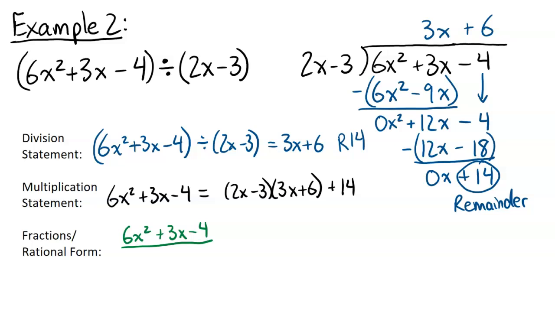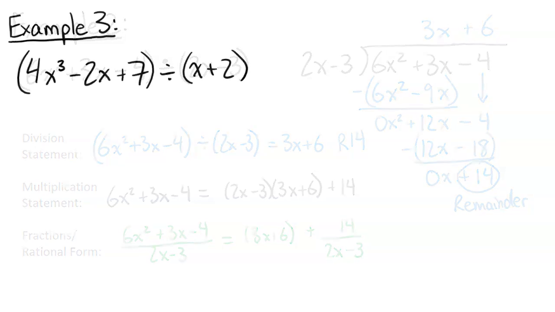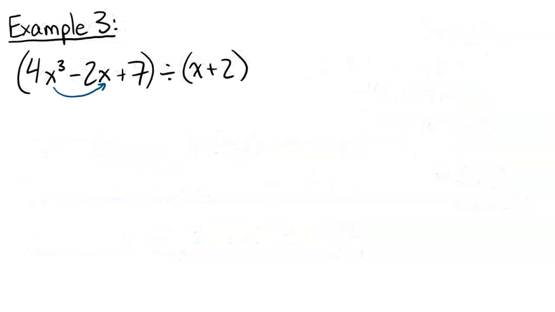The last form is 6x squared plus 3x minus 4. We write that over top of 2x minus 3. This is our rational form, and that's equal to 3x plus 6 plus, we had 14 left over that was divided by 2x minus 3, divided by our divisor. So, third example, and this brings us to where we started the video.